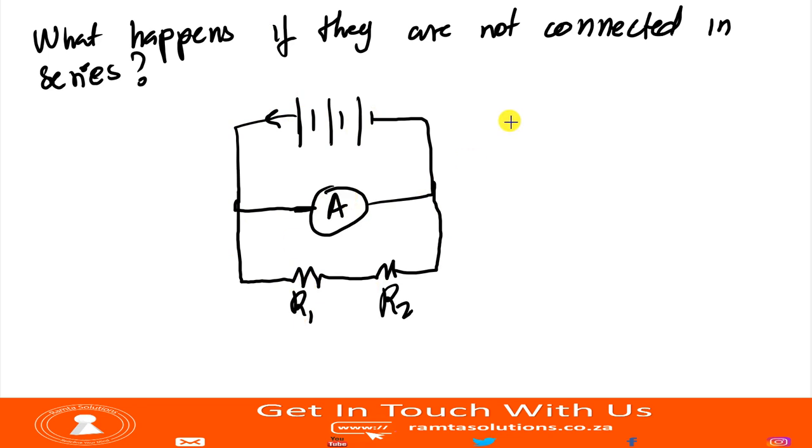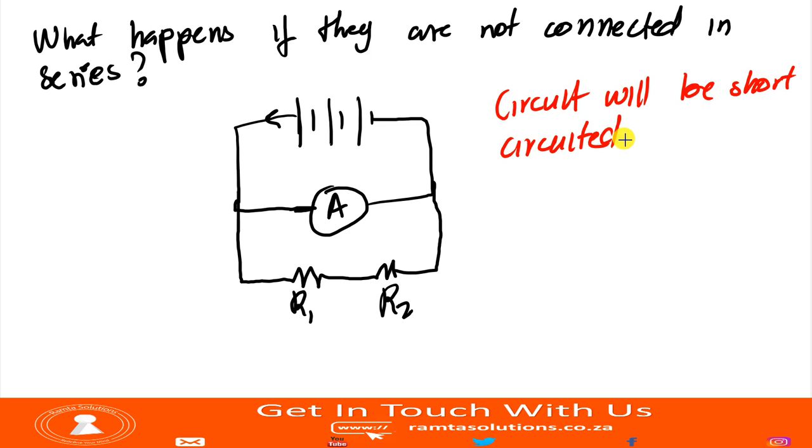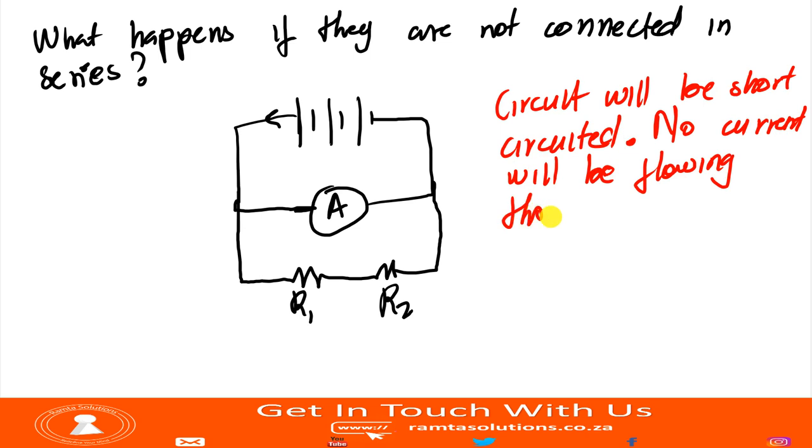Right? So what will happen? This means circuit will be short-circuited. Let me write it in red. Circuit will be short-circuited. Alright, circuit will be short-circuited, meaning no current will be flowing. No current will be flowing through the resistors. Okay, through the resistors. Which resistors am I referring to?